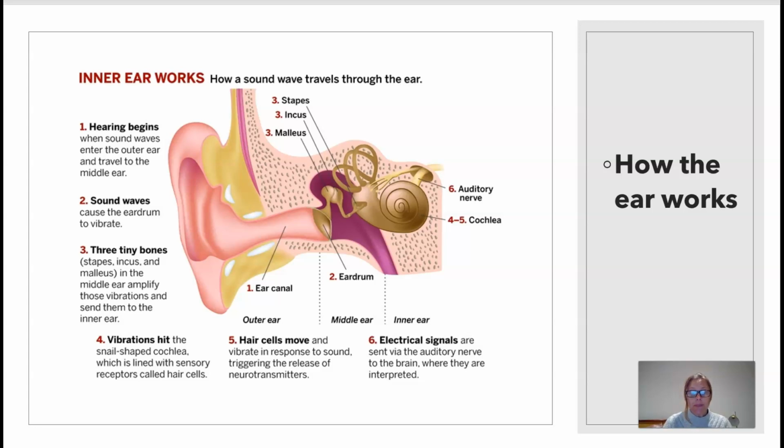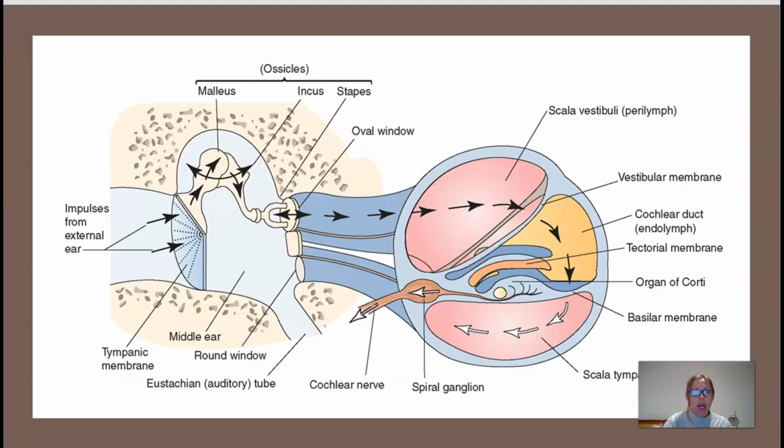So in your booklets we are looking at it mentions our organ of Corti, and your picture in your booklet is a little bit different, and I think a little bit hard to see. So if you look here, you can see this picture here shows us the pathway that our sound goes through. So we're getting our impulses here coming from our external ear, hitting our eardrum.